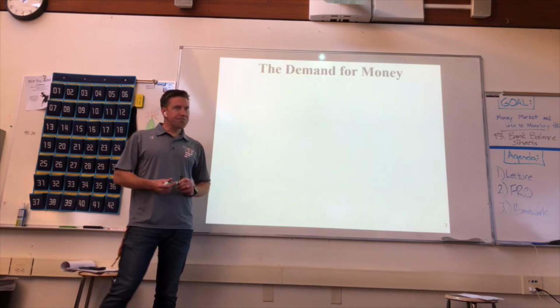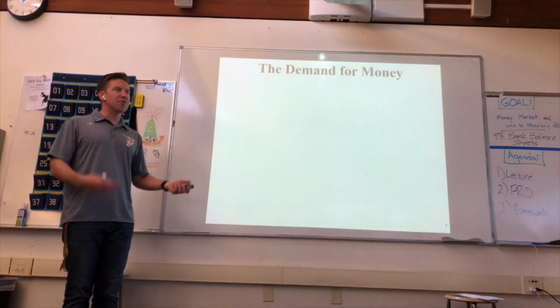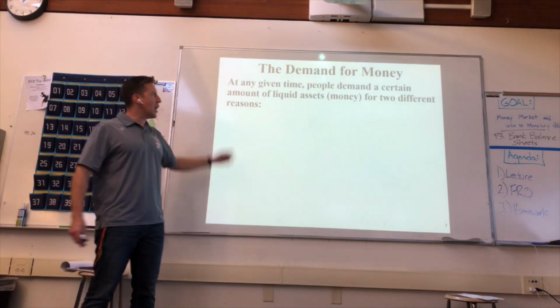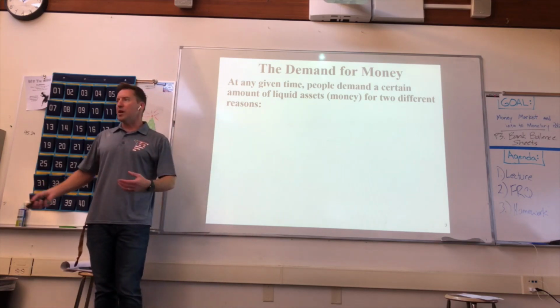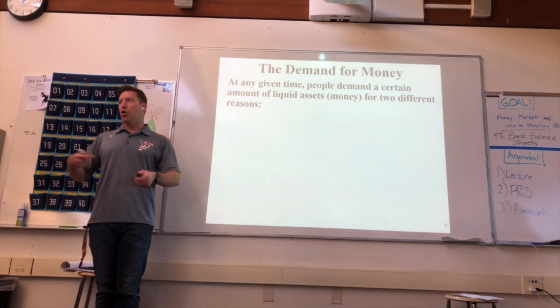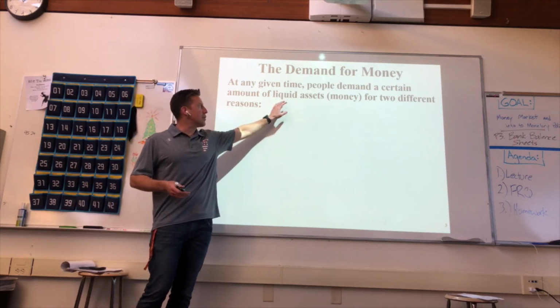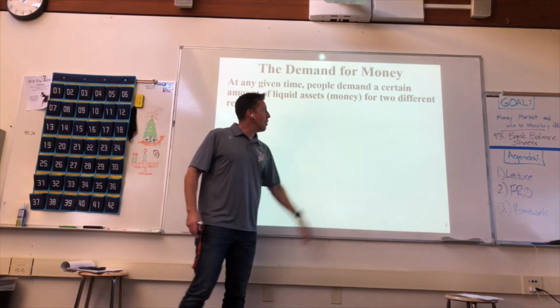Okay, so demand for money. We need money. People demand money for two reasons. At any given time, we need a certain amount of money or some type of liquid asset, something that we can use as currency to exchange so we don't end up in the barter system. But we need a liquid asset, money, for two reasons.